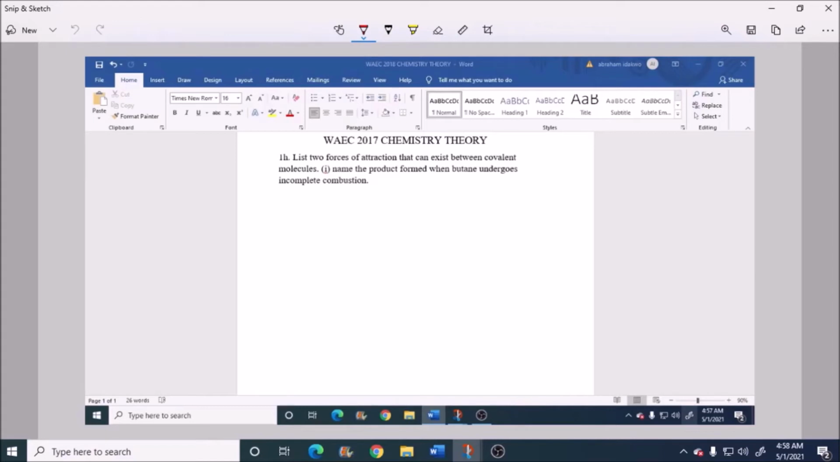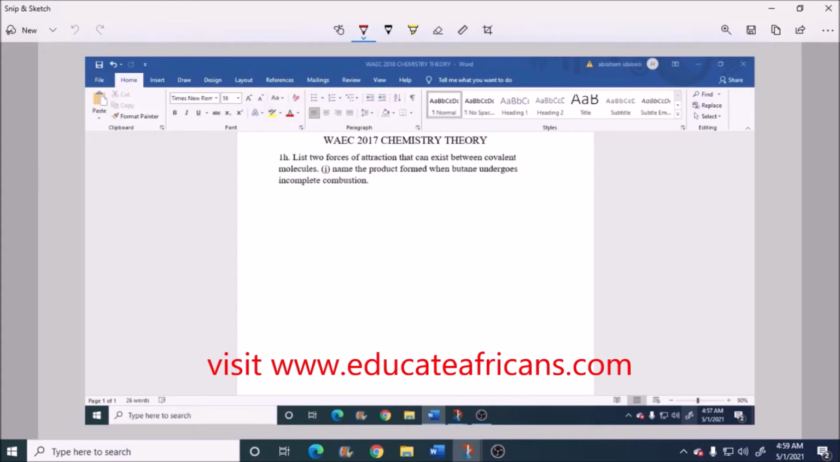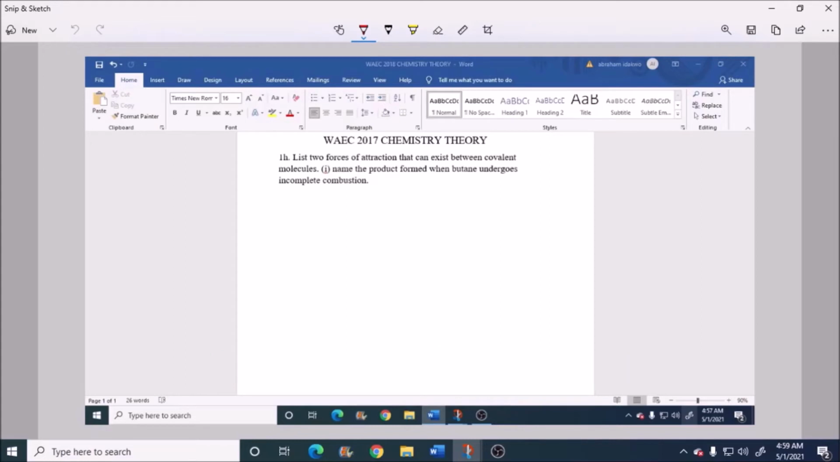Then question 1H Roman figure 1, we have to name the product formed when butane undergoes incomplete combustion. The products formed when butane undergoes incomplete combustion are carbon monoxide and water.